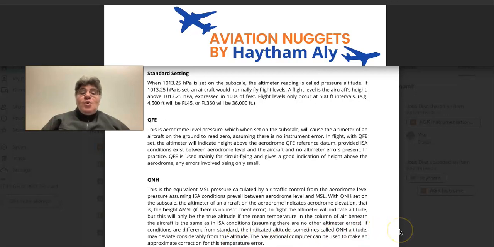Okay, everybody, so now we understand well what is the difference between standard setting altimeter setting, QFE altimeter setting, and the QNH altimeter setting. All of these three are related to pressure altimeters, pressure altimeters that use the static pressure source to indicate altitude, height, or pressure altitude or flight level.